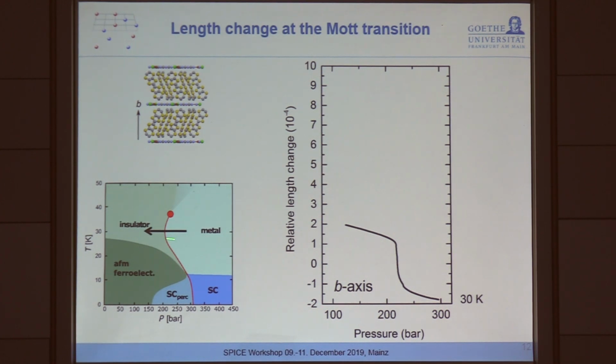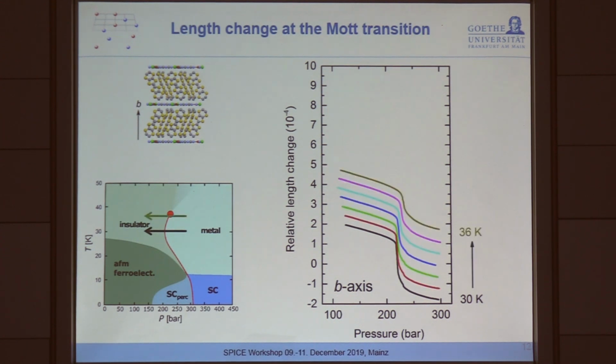Now if you increase the temperature stepwise up to 36 Kelvin, you recognize that the jump size gets slightly reduced. The width of this transition, which we assign to the effect of some disorder in the system, remains the same. But there's still a jump here.